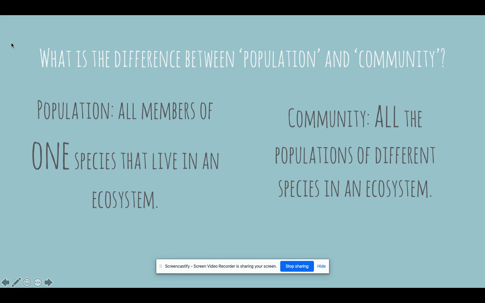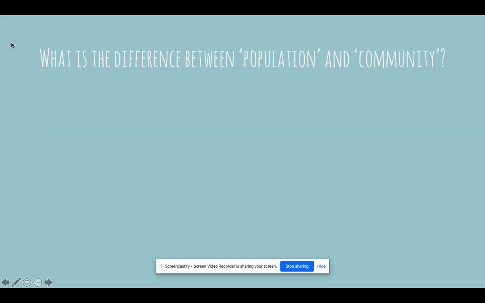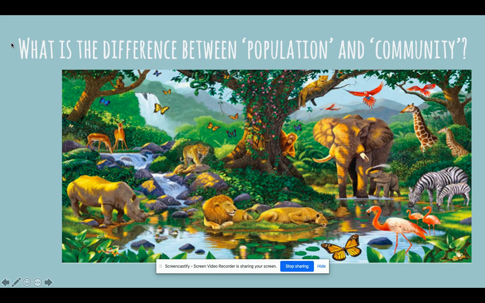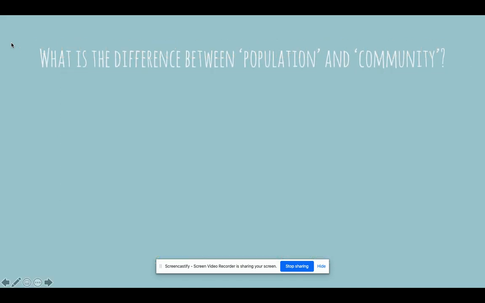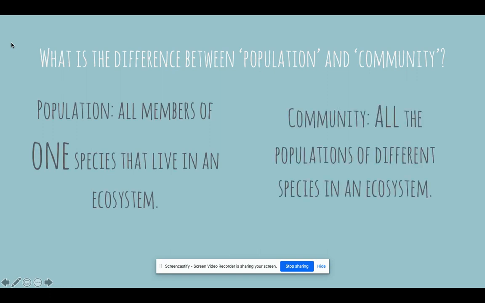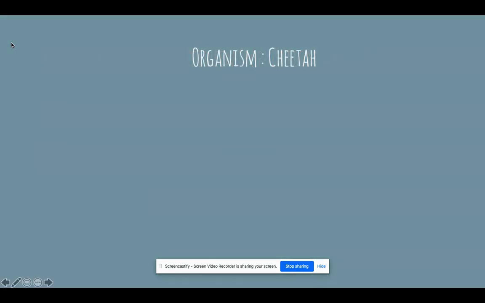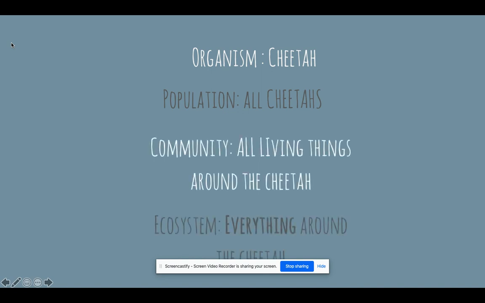So think about that previous picture if I go back. You have many different populations. You've got your giraffes, your zebras, your butterflies. Don't forget, plants are living organisms that make up this community. Because the community is all the different populations within. Specifically, an organism might be a cheetah. Population would then be all the cheetahs.